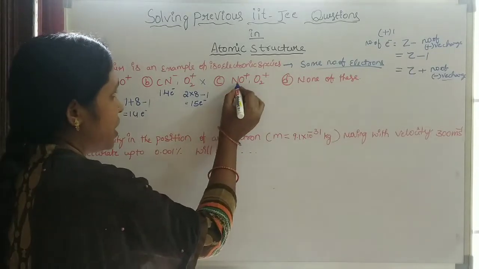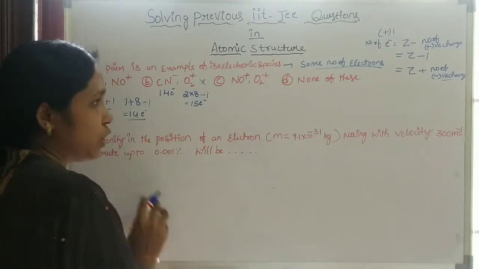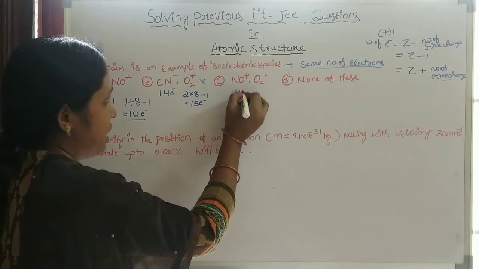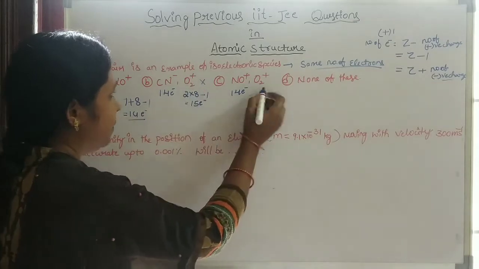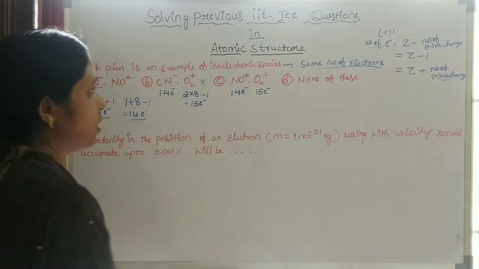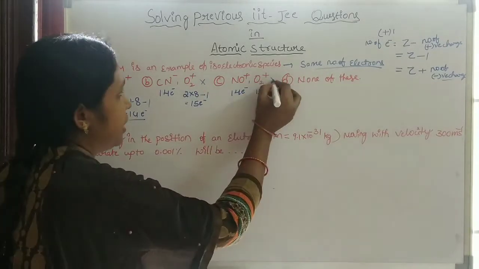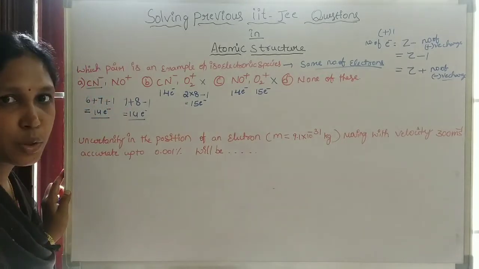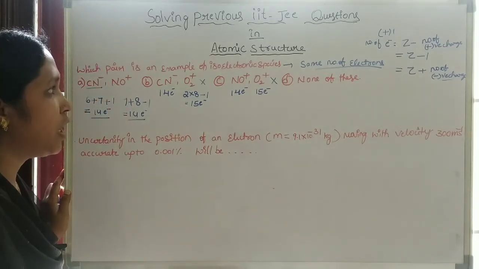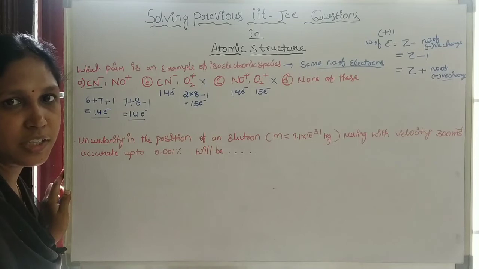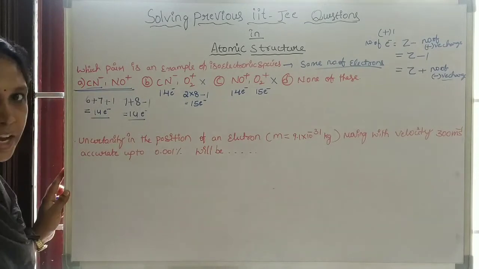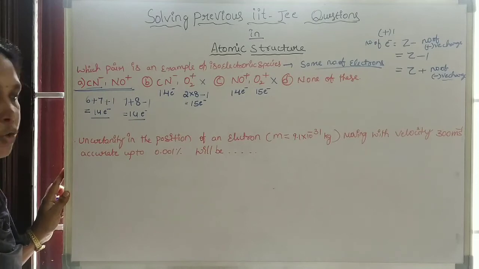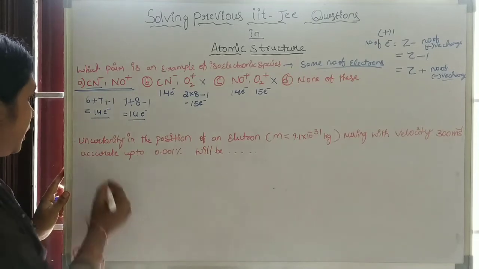And see option C, NO plus, already calculated in the first option. NO plus has 14 electrons and O2 plus has 15 electrons. So the two ions are also not isoelectronic species. So the isoelectronic species are CN minus and NO plus. Okay, go to the second one.